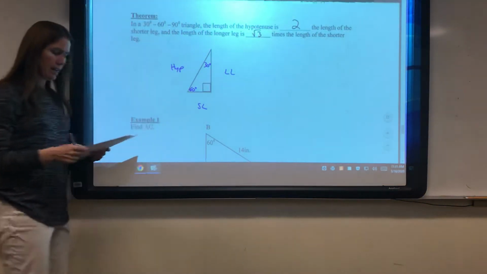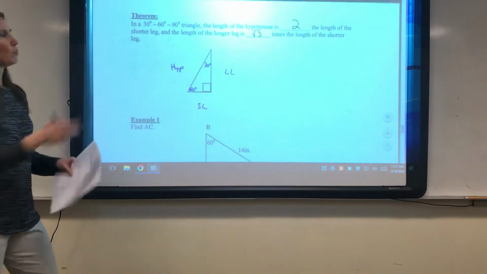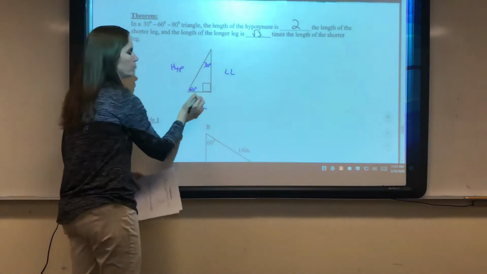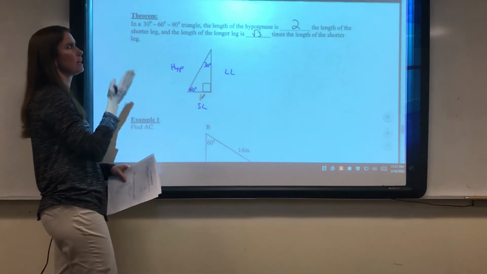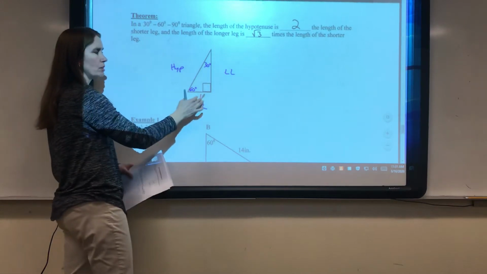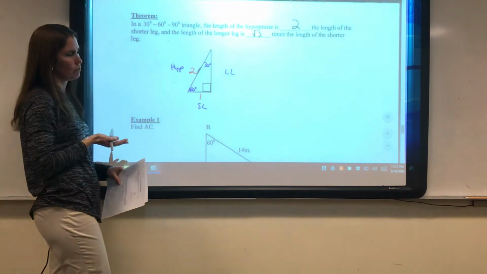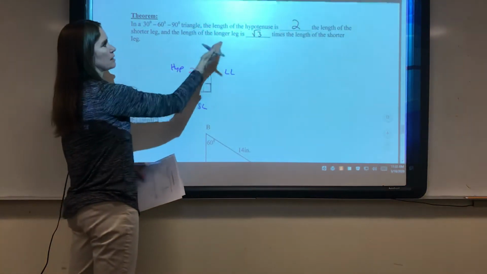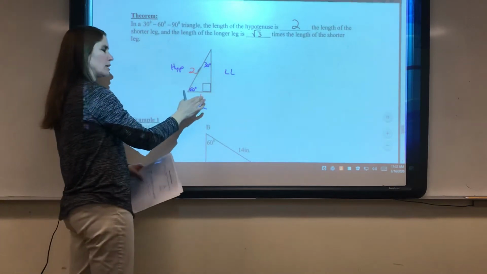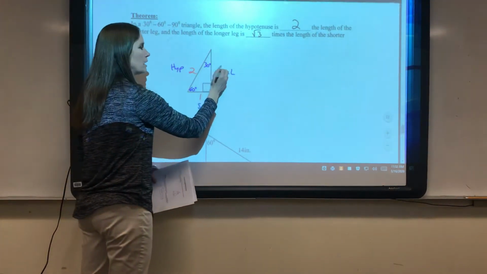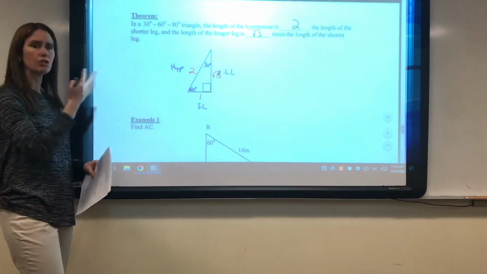All right, now, if we think about it, what this is saying is if we knew the short leg was the length of 1, we said the hypotenuse is 2 times the length of the shorter leg. So if the short leg is 1, the hypotenuse is 2 times bigger than that, which would be 2. And then it said that the longer leg is square root of 3 times the length of the shorter leg. If the short leg is 1, I would multiply by square root of 3 to get the longer leg. That's just the relationship between them.